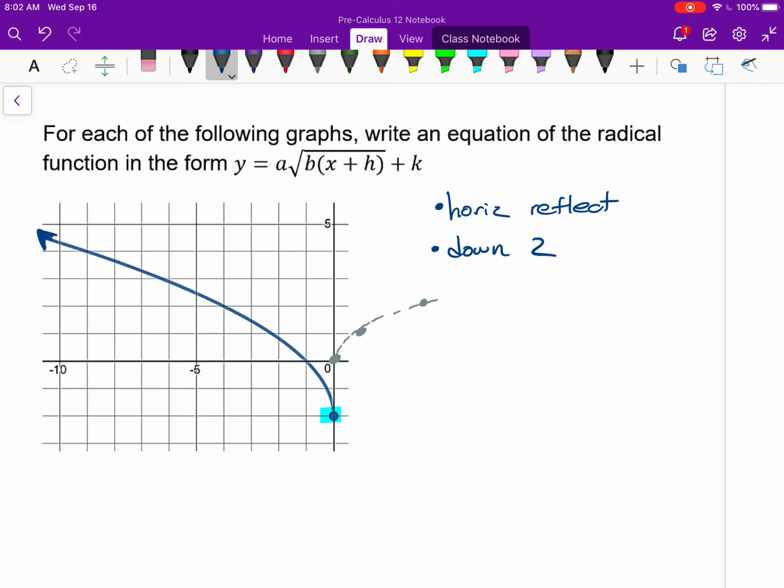So is that it? Well, let's see. If that is it, let's see what this would look like. If I take that graph of root x and move it down 2 and then reflect it horizontally, it would look something like this.